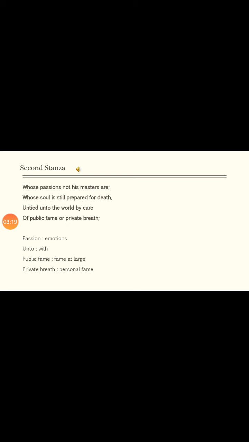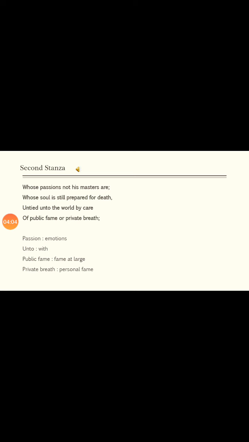Second stanza. Whose passions not his masters are, whose soul is still prepared for death, untied unto the world by care of public fame or private breath. In this stanza, the poet describes the quality of a nobleman or a virtuous person, that he is not the slave of his emotions. He is the master of his emotions. He has a realistic approach to life, and such a man is never afraid of death. His soul is always prepared for death. He has not tied himself with worldly wishes.